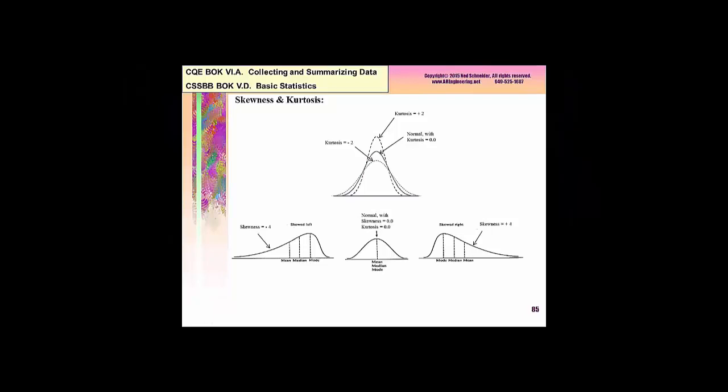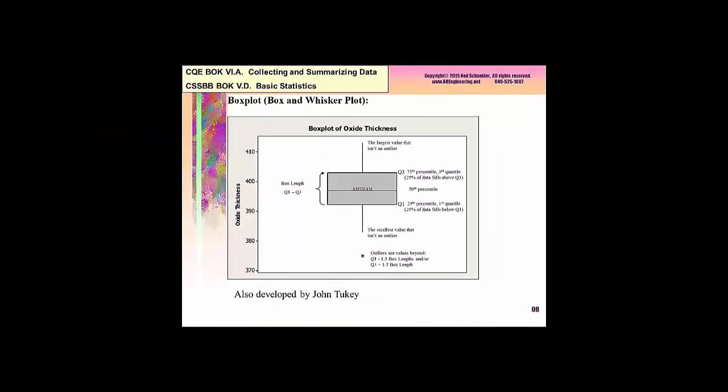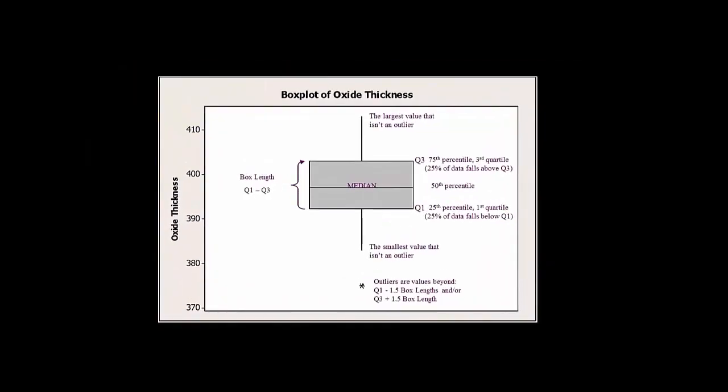Two sample distribution characteristics I like to look at are skewness and kurtosis. Another very important plot is the box and whisker plot. This is another development by John Tukey. And what we have here is a box of the data.